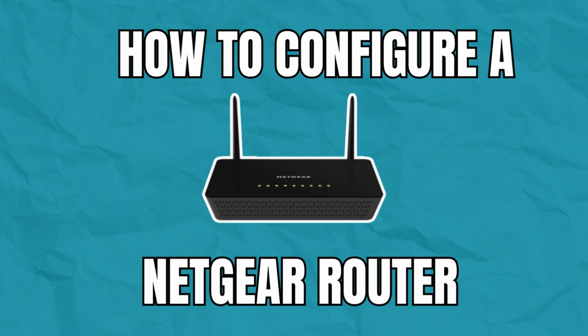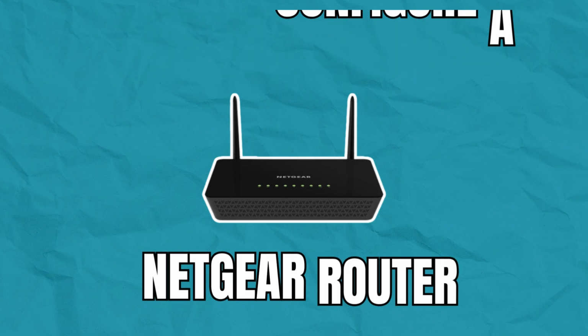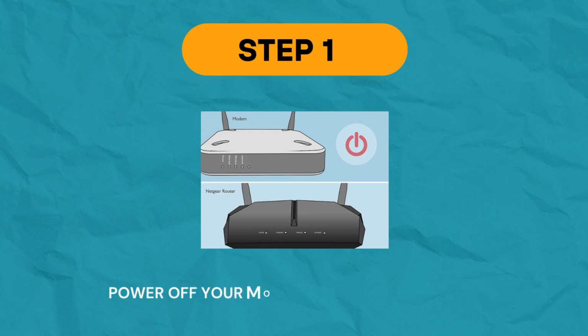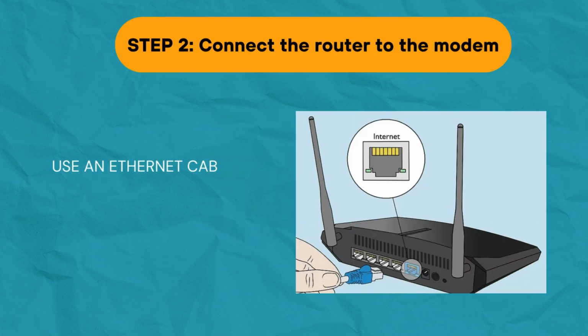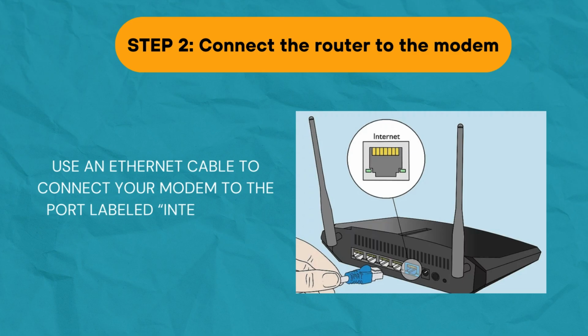How to configure a Netgear router. Step 1. Power off your modem and Netgear router. Step 2. Connect the router to the modem. Use an Ethernet cable to connect your modem to the port labeled Internet on your Netgear router.